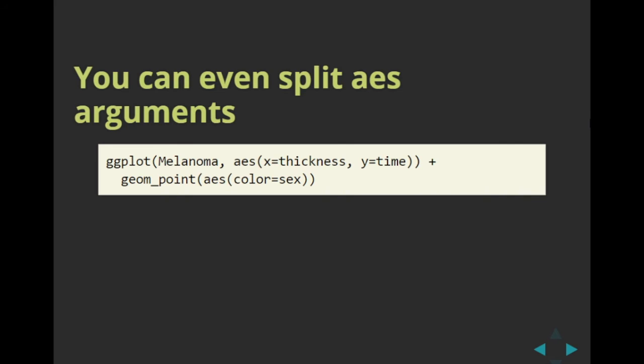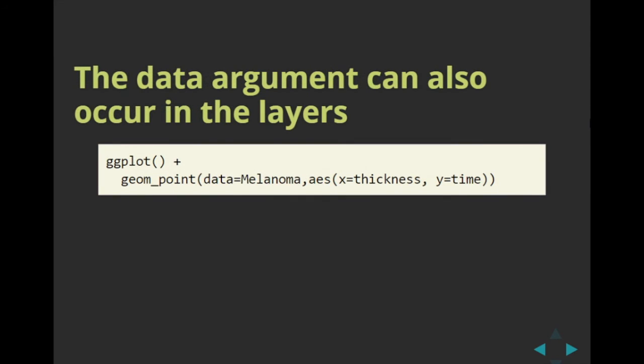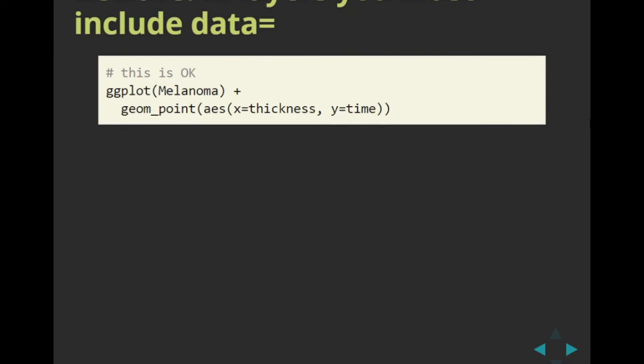And not only are the aesthetics sort of flexible in where you put them and how inheritance works, but you can actually take the data argument completely out and put that right into the layer itself. And that makes it very flexible in how you set up your plot. And I'm going to point out, and I hope you pay attention to this one, because this is a huge gotcha in ggplot from my perspective.